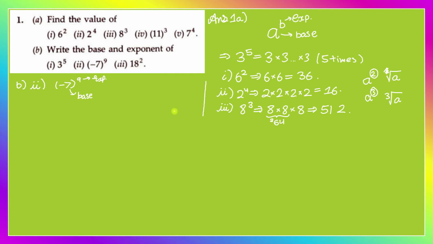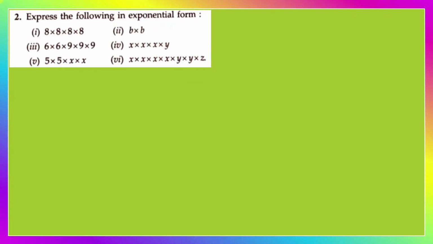So now let's solve the second question. The second question says, express the following in exponential form. One thing I want to tell you is to remember that for a to the power of b, the base gets multiplied, that is a into a into a, b times. This is the fact of exponents, but it does not equal b into b into b, a times. So be careful that you don't write the exponent in the wrong order.